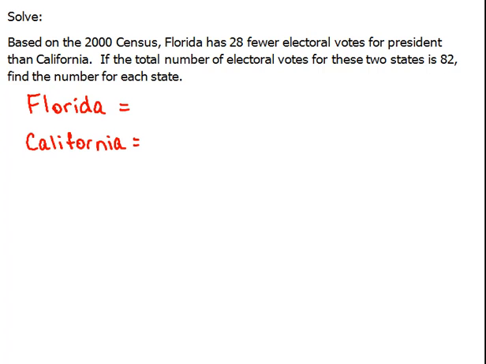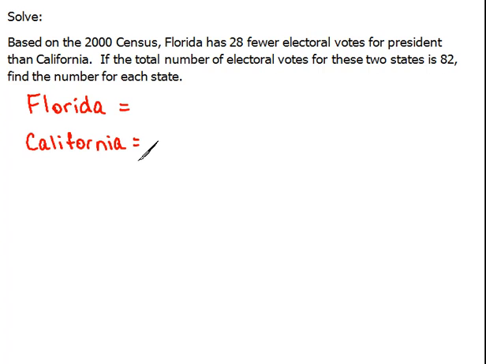So after I've read the problem, I kind of step back and start thinking about it a little bit. What are we talking about? We're talking about the number of votes that Florida has and the number of votes that California has. Well, these are the things that we have to try and figure out. So what I've done is I've listed out Florida equals and California equals. This is part of identifying your variables. It also will help you to keep track of all of your information.